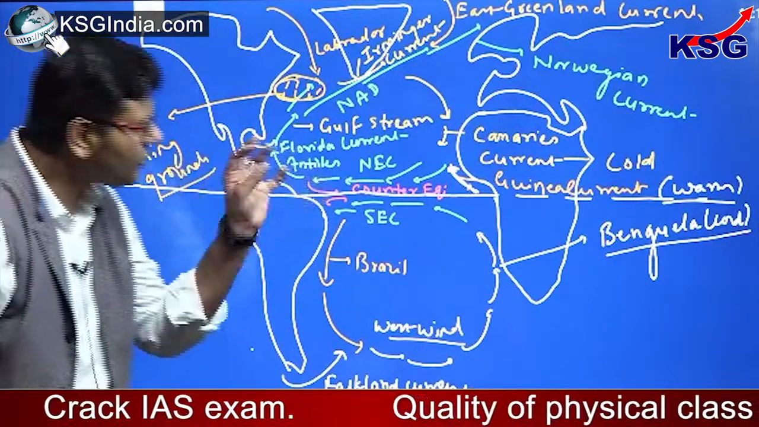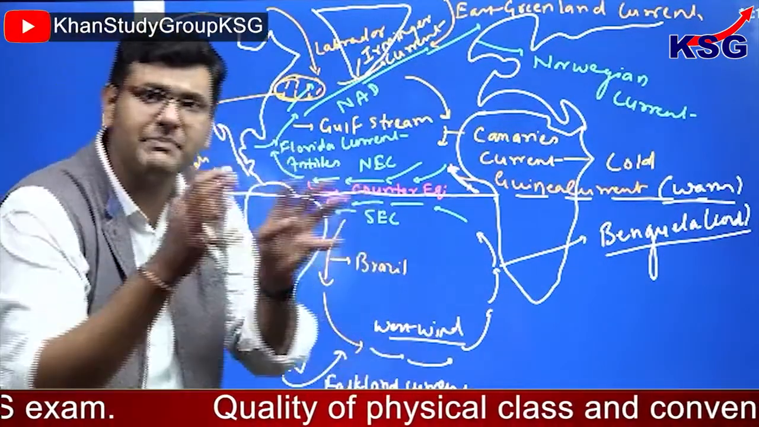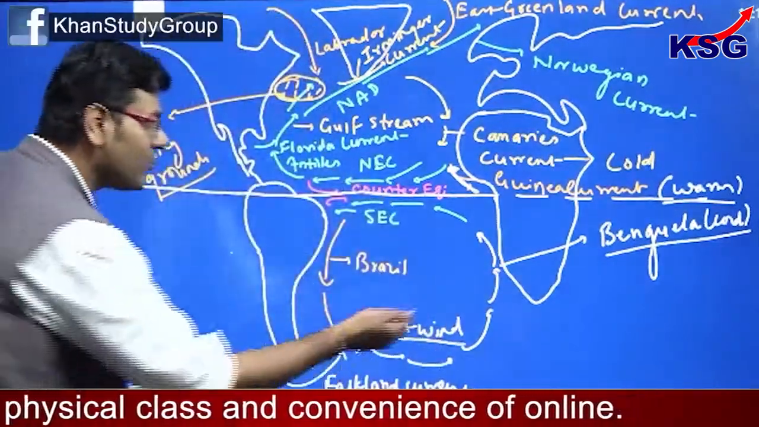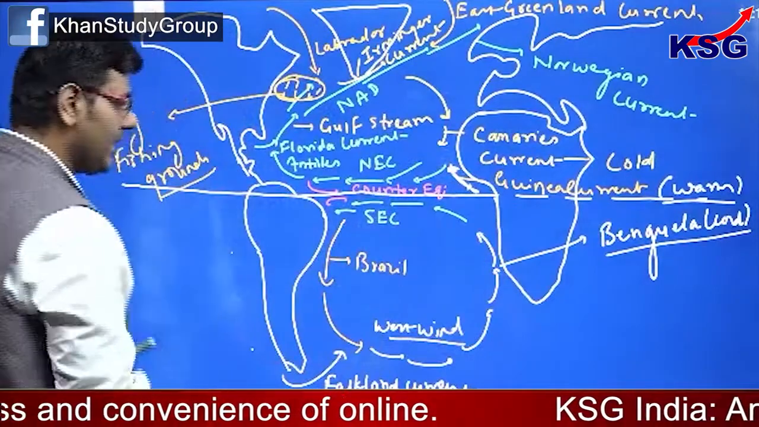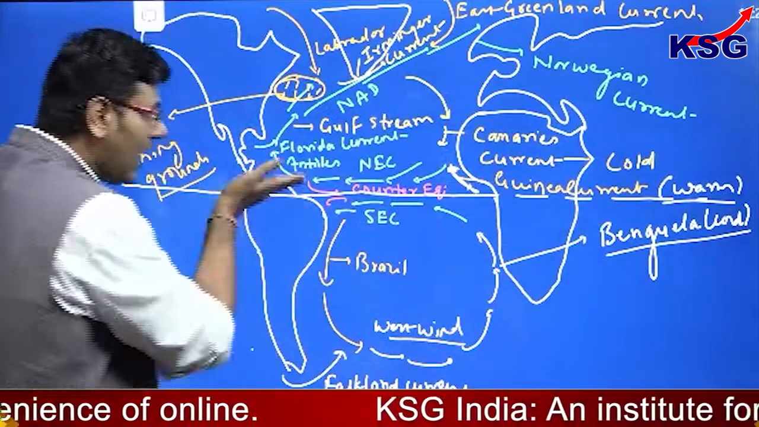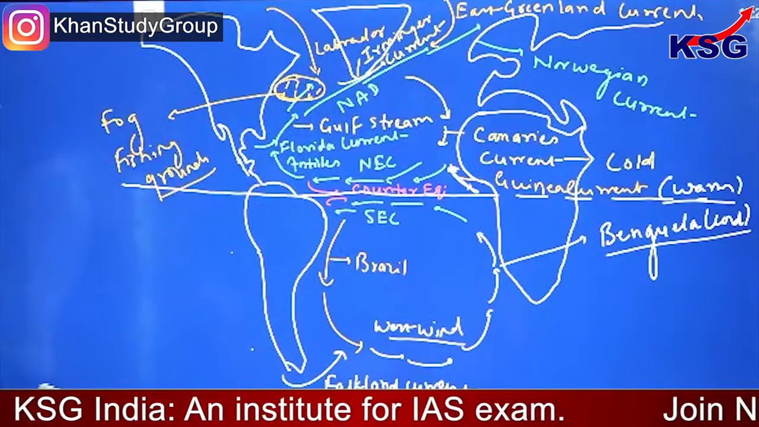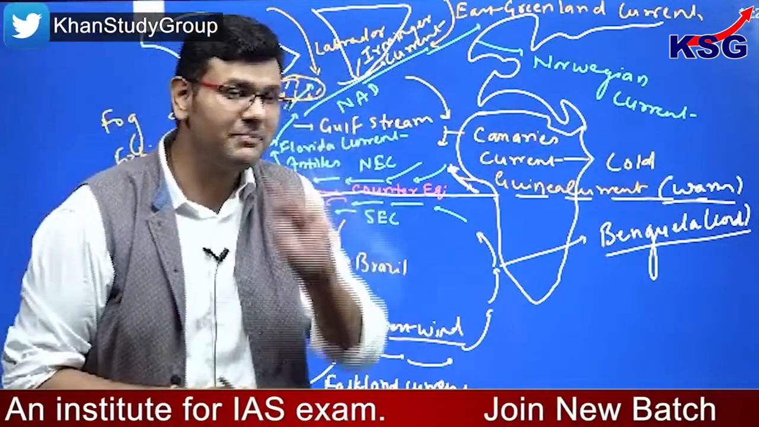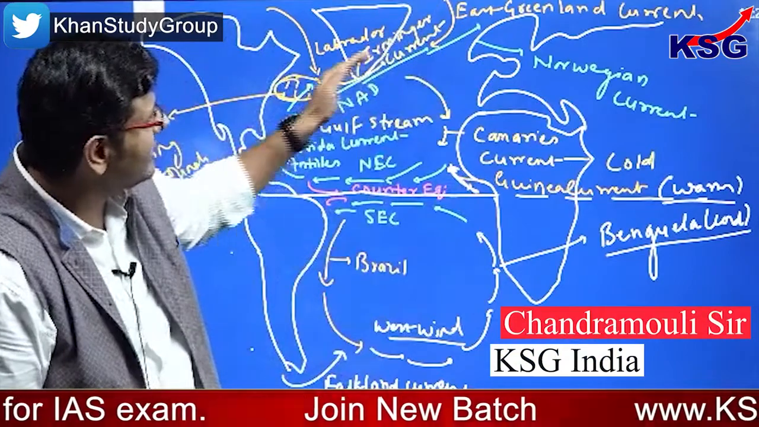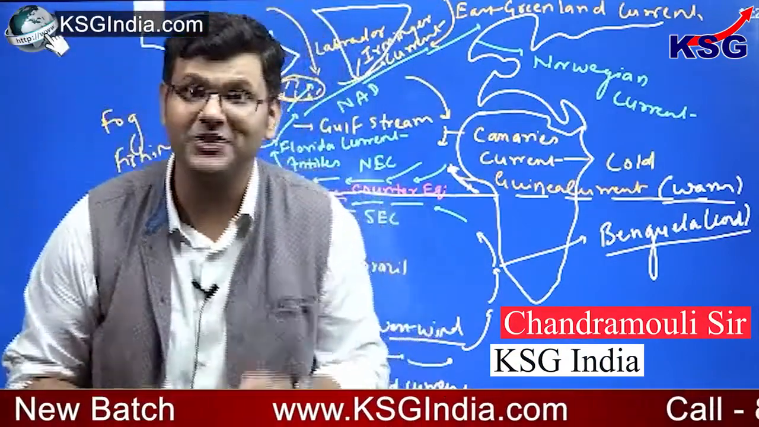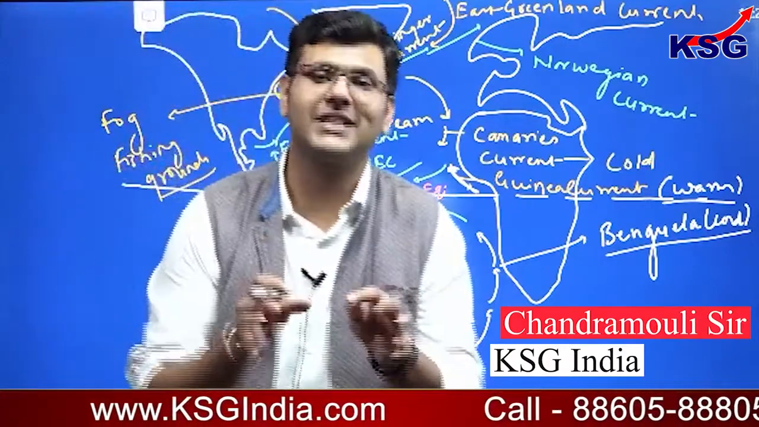The important questions that can be framed from here concern the nature of the currents and where they are. The Benguela current is a cold current, the Brazil current is a warm current, the counter equatorial is a warm current, the Guinea current is a warm current, the Irminger current is a warm current, and the East Greenland current is a cold current. If we know the direction of the currents, it becomes easy for us to decipher which type or nature of current it is.